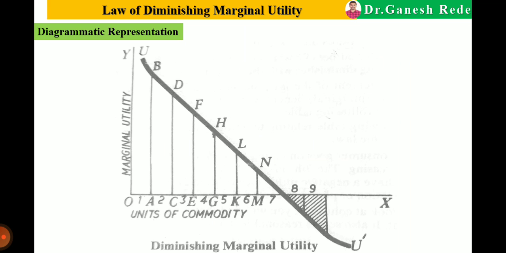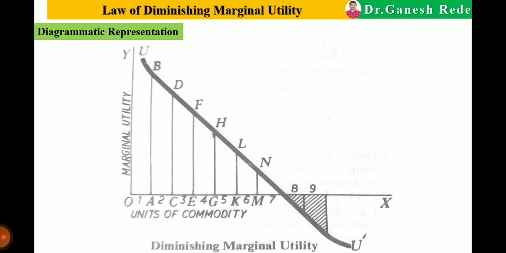So from the first rasgulla, he gets the maximum utility of 15. From the second, he gets a utility of 13, that is lesser than the first one. From the third, he again gets lesser utility. From the fourth, again lesser. So at the 7th rasgulla, he did not get any utility. So at the 7th rasgulla, the utility is 0.